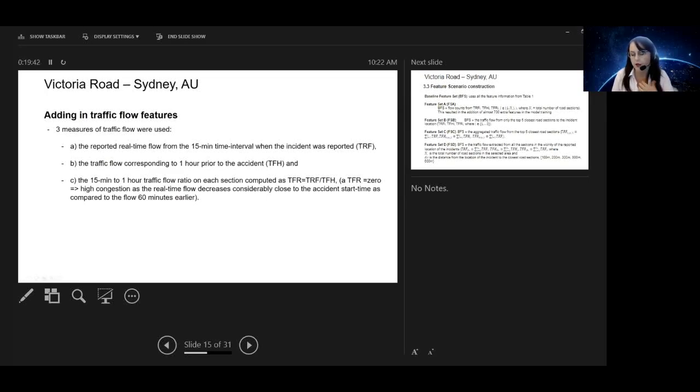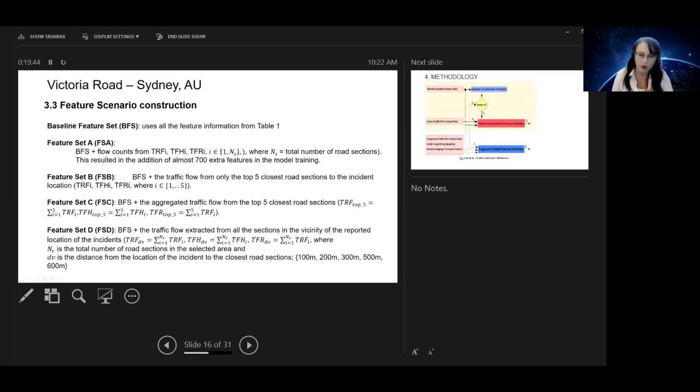So we had 3 different measures of the traffic flow, and this allowed us to build several scenarios of how we construct the features. The first scenario was just to take the features that we have, the ones that you have seen in the previous table, and we built what is called a baseline features dataset. We use that one for training our models. But then when we embedded the traffic flow, we built other scenarios. I just named them FSA, B, C, D, in which we played with the way that we embed the traffic flow features into the model training.